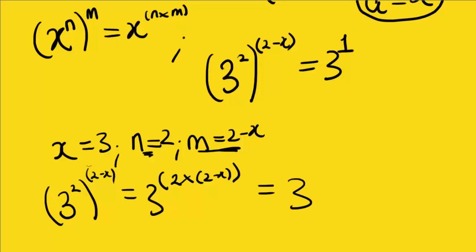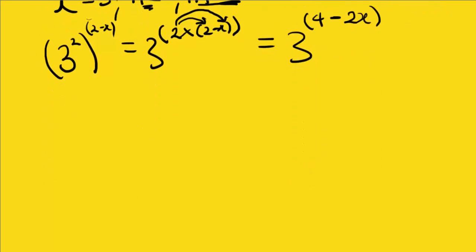which is 3 to the, so let's simplify this. 2 times 2 minus x is 2 times 2, which is 4. Then you keep the minus sign, and then 2 times x, 2x. So the left hand side now, the original expression, is 3 to the 4 minus 2x. Remember, we haven't touched the right hand side, so that still stands.